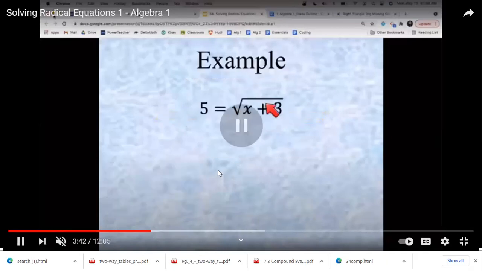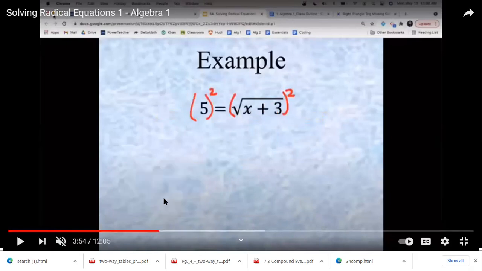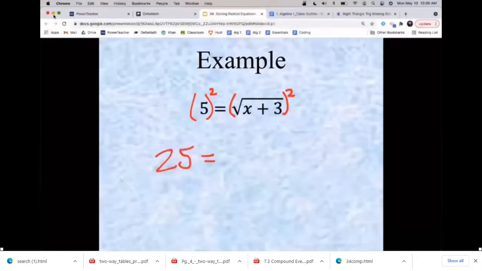We want to solve this question now. How are we going to solve this question? Who will tell me? We will put power of 2 on both sides. Then what happened to the left side? The radical sign is removed. Thank you. The radical sign will be removed. So we have 25 equals x plus 3.